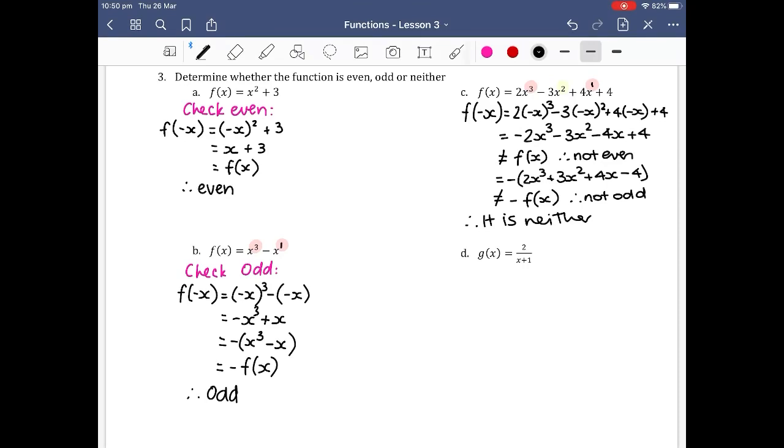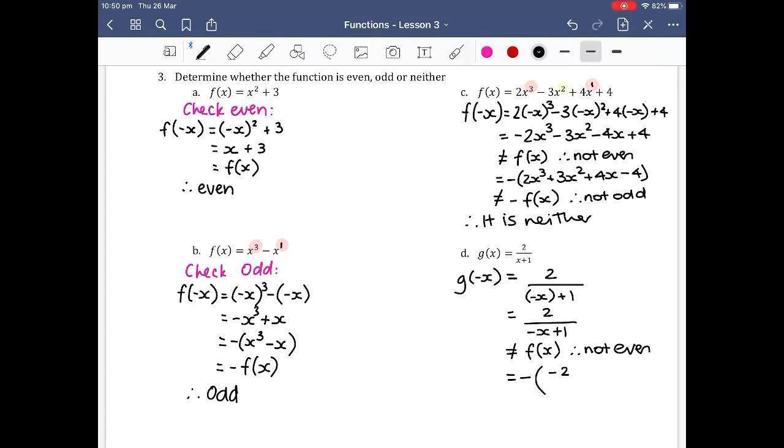It's neither function. Looking at D, we have g of x equals 2 over x plus 1. We can have another letter here instead of f. So in this case, we have g. What we're going to do for g is sub in negative x where we have an x. So it will be 2 over negative x plus 1. So this does not look like our original function. So it's not f of x. Therefore, it's not even.